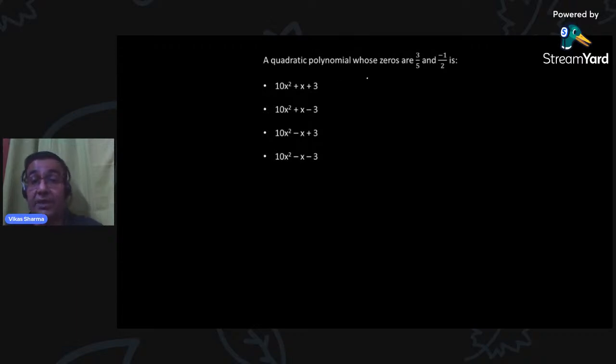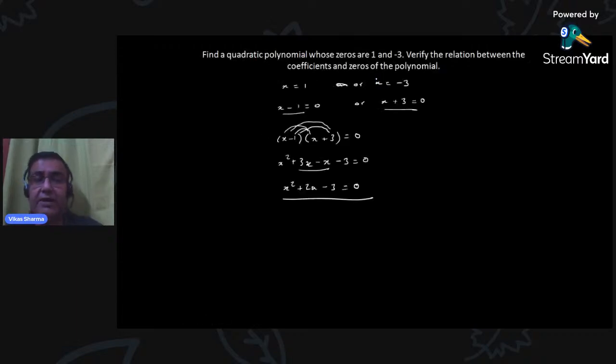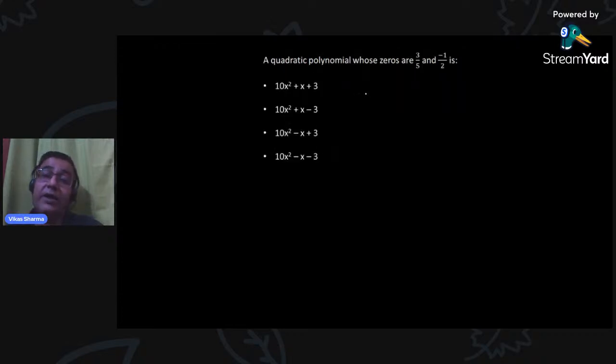One is that we can do it just like the question that we had done here, that in this question we found the two factors, multiplied the two factors, and then found the product. Or the other way is that we can find the alpha plus beta, and we can also find alpha beta. So alpha plus beta will be 3 upon 5 minus 1 upon 2, which means we have got an LCM of 10. We'll multiply this by 2, 6, minus we'll multiply this by 5, so we get 1 upon 10.